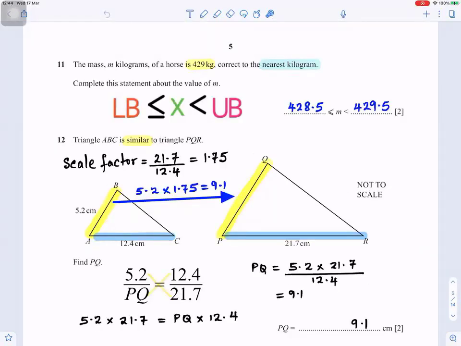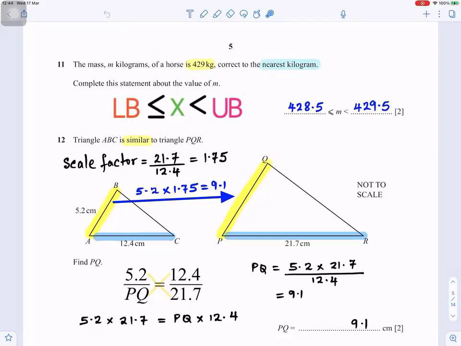The mass, m kilograms, of a horse is 429 kilograms, correct to the nearest kilogram. Complete this statement about the value of m. So we're going to use this formula here or idea which I've put there, and it's good for you to remember that, because when we mark the exams, it's key. Students who remember it find it an easy question to do.